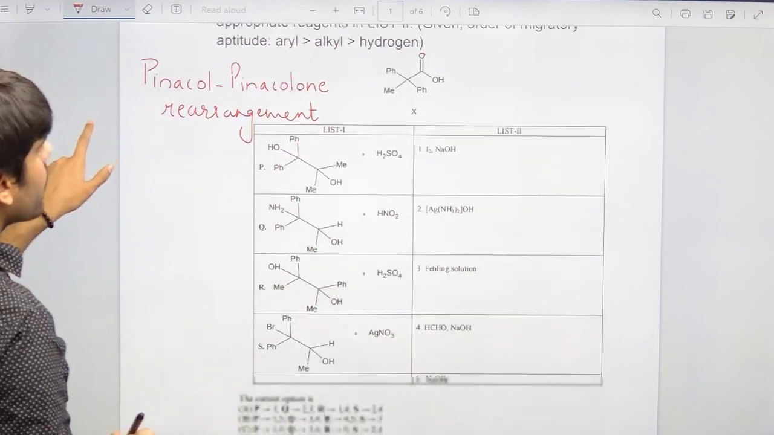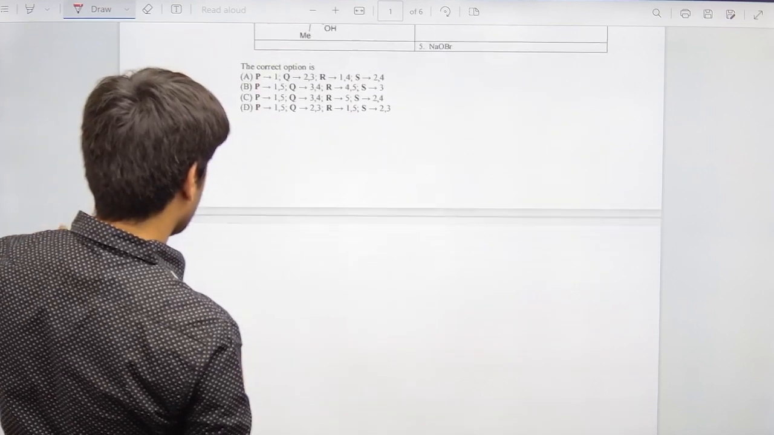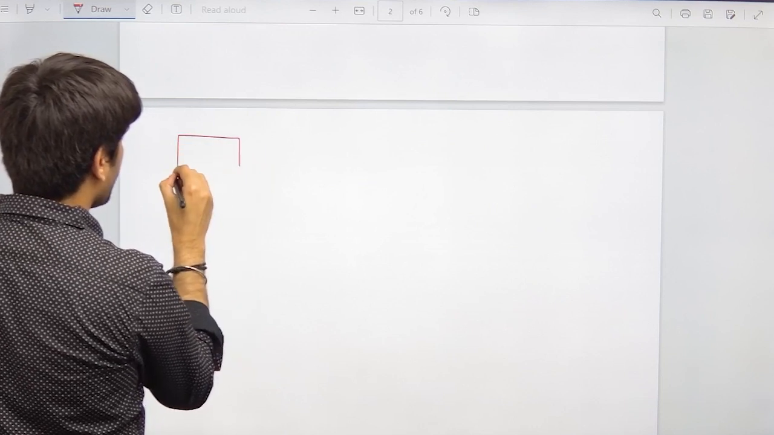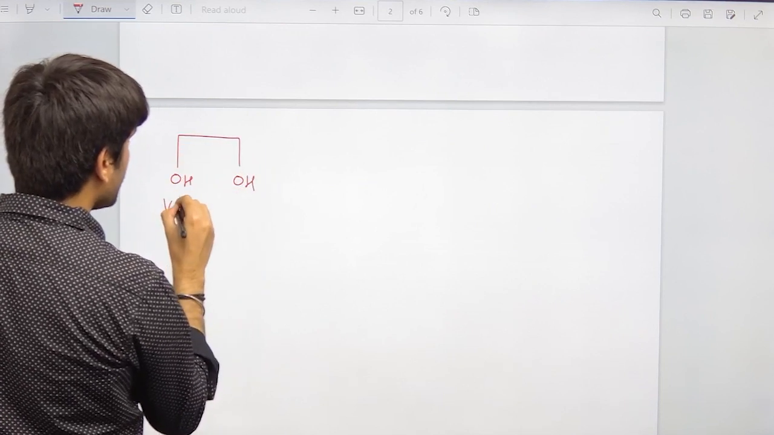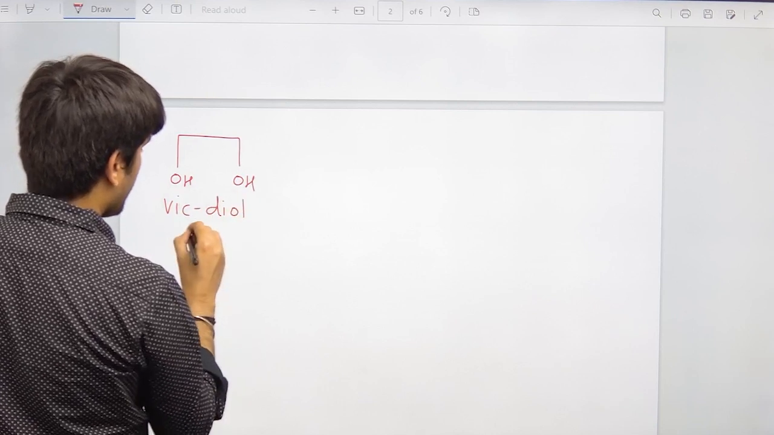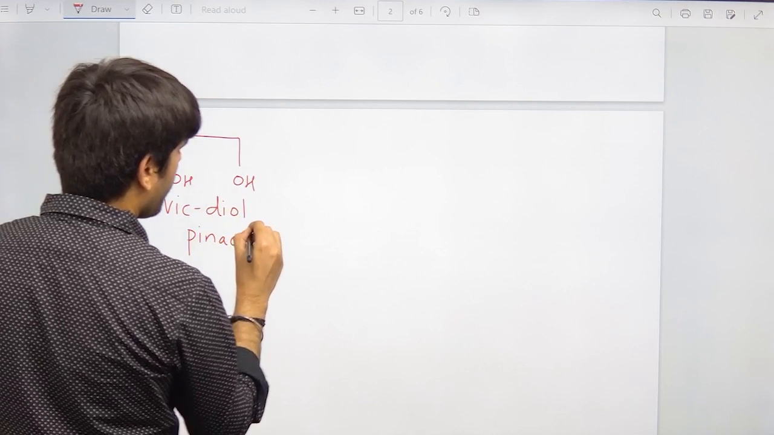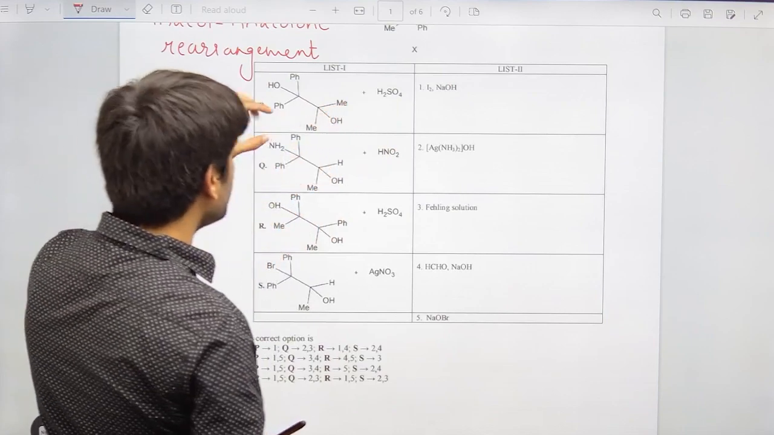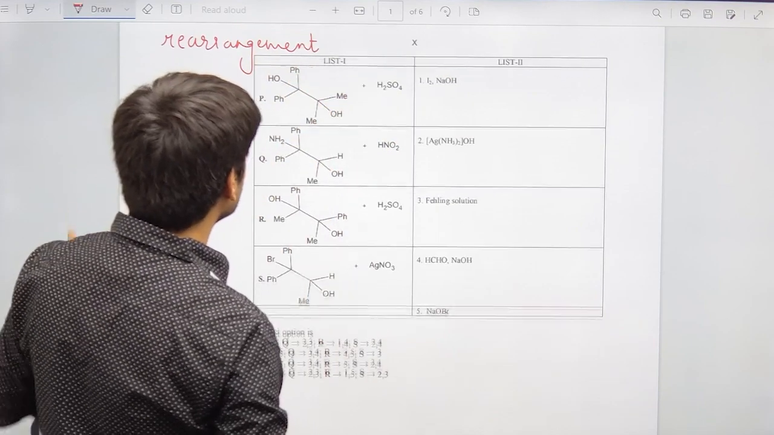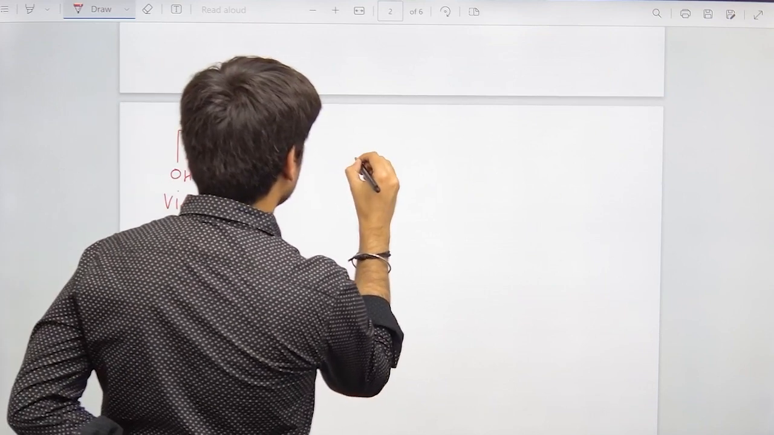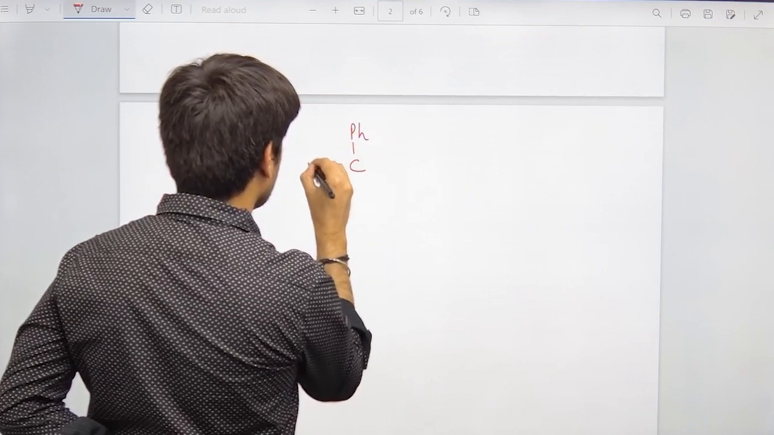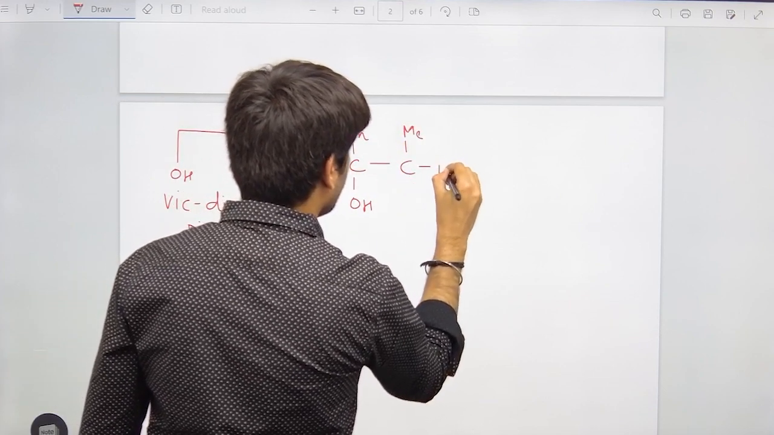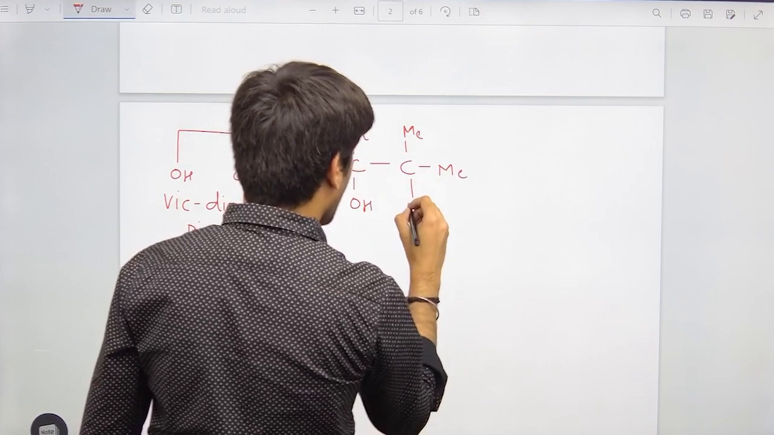So basically, what is pinacol? Let me discuss it here. So this is your pinacol. Suppose this is my vicinal diol, and this is only pinacol, right? I will describe the mechanism of the following reaction using the first reaction, P. So let me write reaction P here. This is the reactant in P.